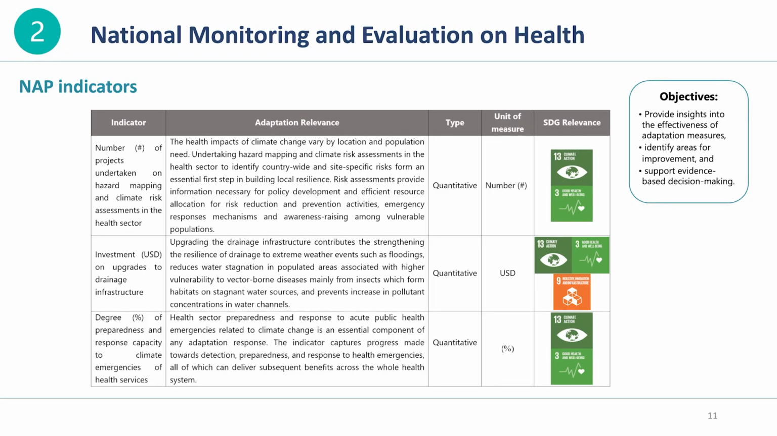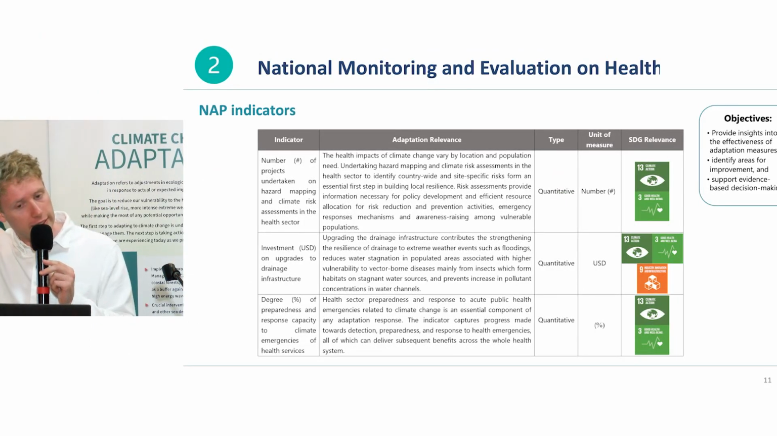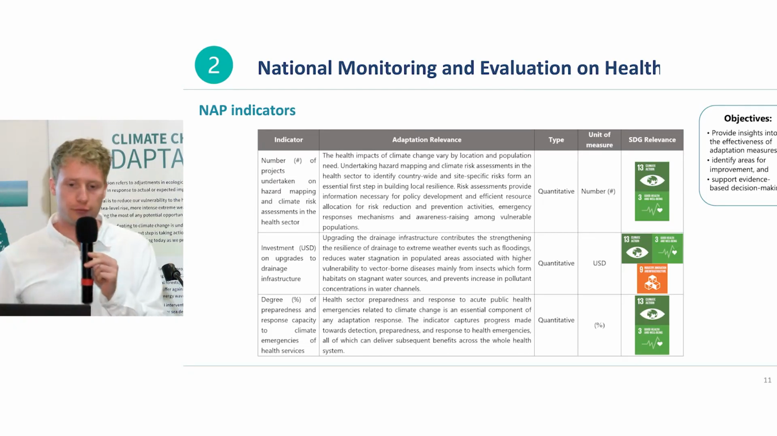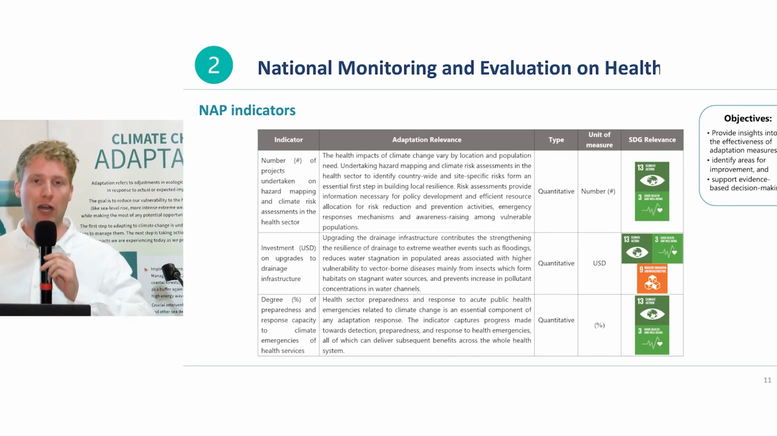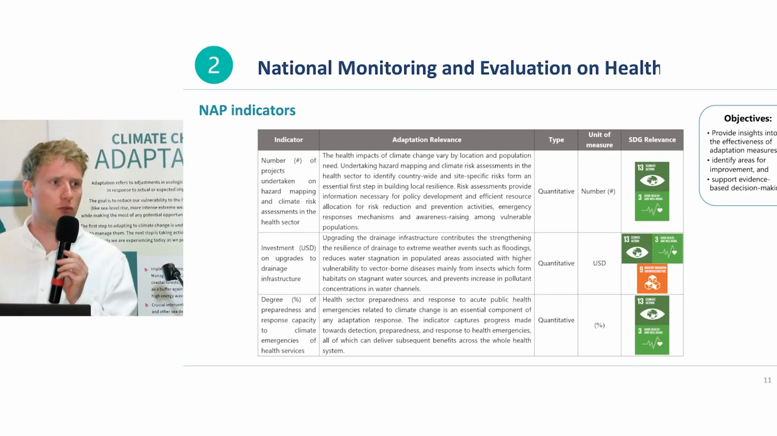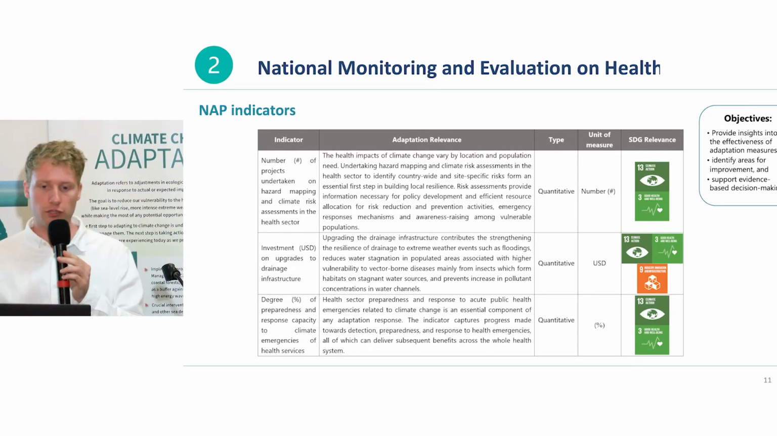So we have some indicators in the National Adaptation Plan that are specific to health. If you read the first one, it would be the number of projects undertaken on hazard mapping and climate risk assessment in the health sector. So we saw in the first presentation that indicators can be qualitative or quantitative. Here we see number of, so that would be quantitative, right? So how is this relevant? How is this indicator relevant to tracking progress, let's say, in enhancing resilience in our health sector in the country?